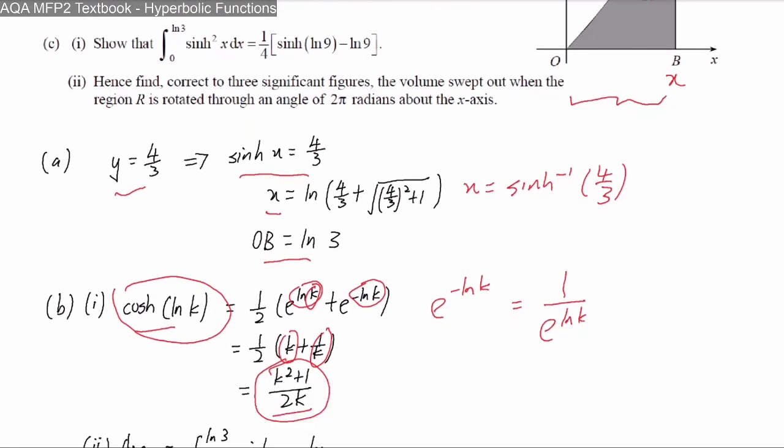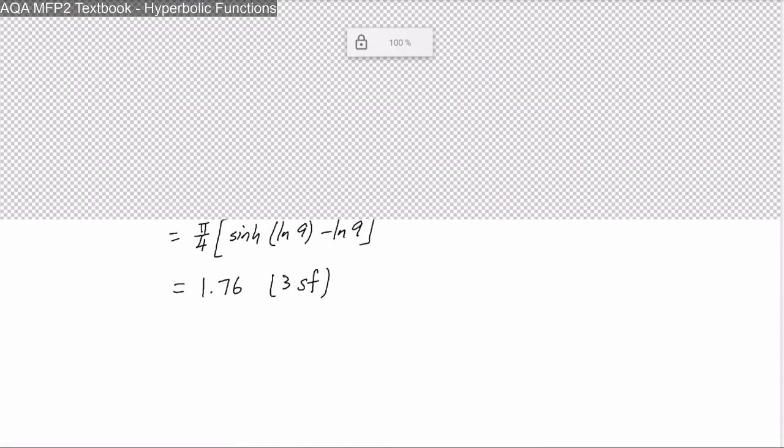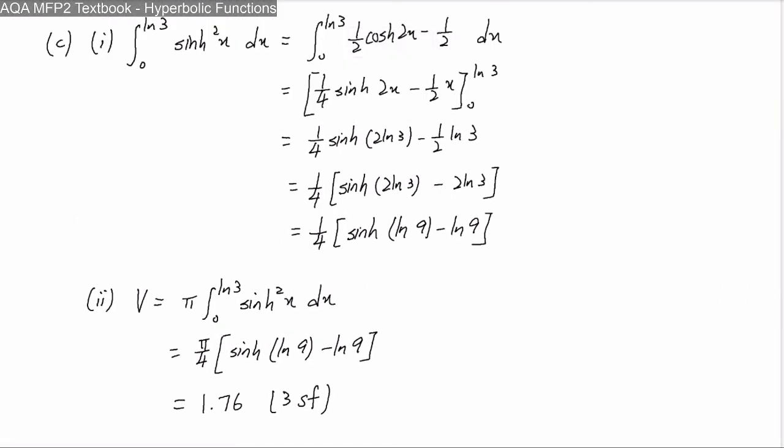So for part C, show that sinh squared x, when we integrate from 0 to ln 3, gives us 1 over 4 sinh ln 9 minus ln 9. In order for us to integrate sinh squared, we cannot just integrate it, be it trigo or even hyperbolic. We cannot just integrate the squares of the sinh and the cosh. So we have to make use of the identity.